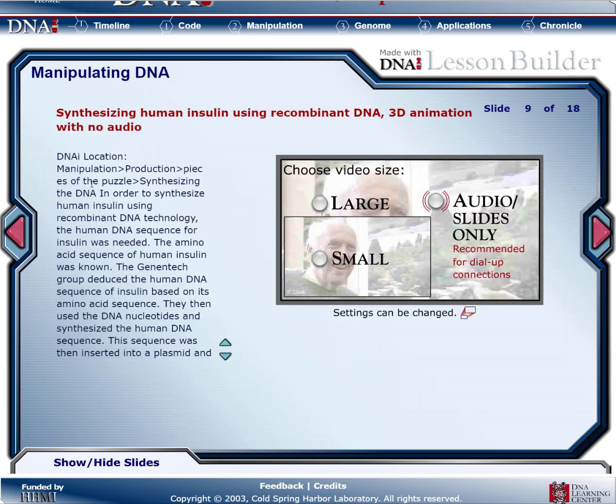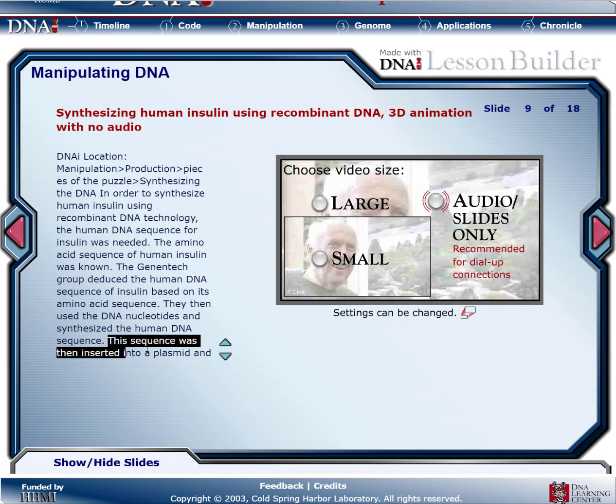Okay, so we're going to watch this movie here. It's on synthesizing the DNA in order to synthesize human insulin using recombinant DNA technology. The human DNA sequence for insulin was needed. The amino acid sequence of human insulin was known. The Genentech group deduced the human DNA sequence of insulin based on its amino acid sequence. They then used the DNA nucleotides and synthesized the human DNA sequence.